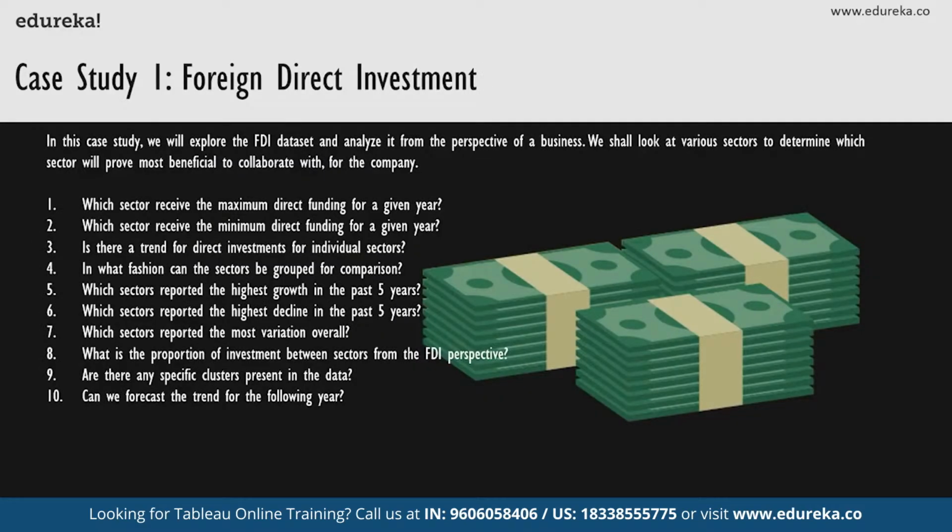Right now, I am going to go back into my presentation, and here you can see that I have already figured out a couple of questions that we're going to answer through this exercise. So first, let's focus on the first 2 questions, which is determining which sectors receive the maximum direct funding or the minimum direct funding for a given year. Both of them are questions of the same nature. So let's go ahead and find out.